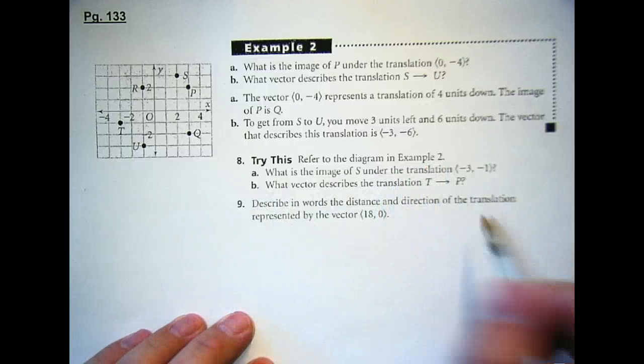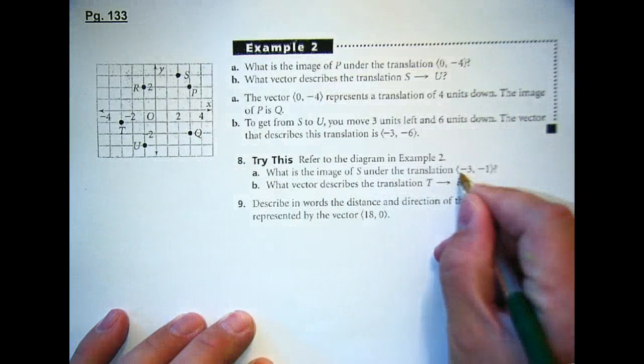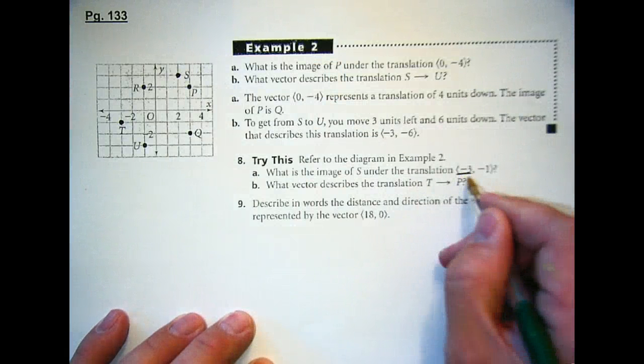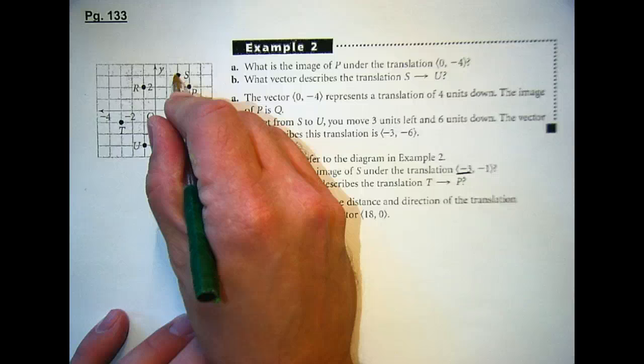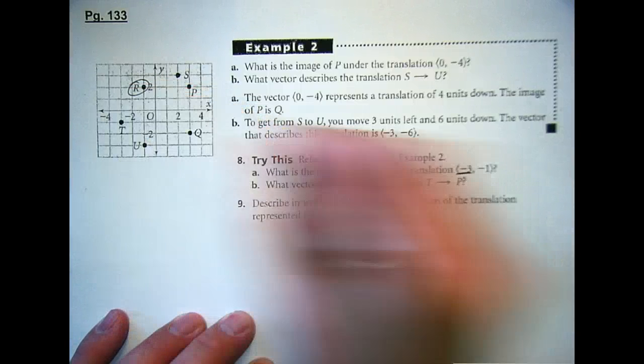What is the image of S under this translation? So if I'm at S and I go, what's that mean I'm doing? Left 3. So 1, 2, 3, and down 1 I'm at R.